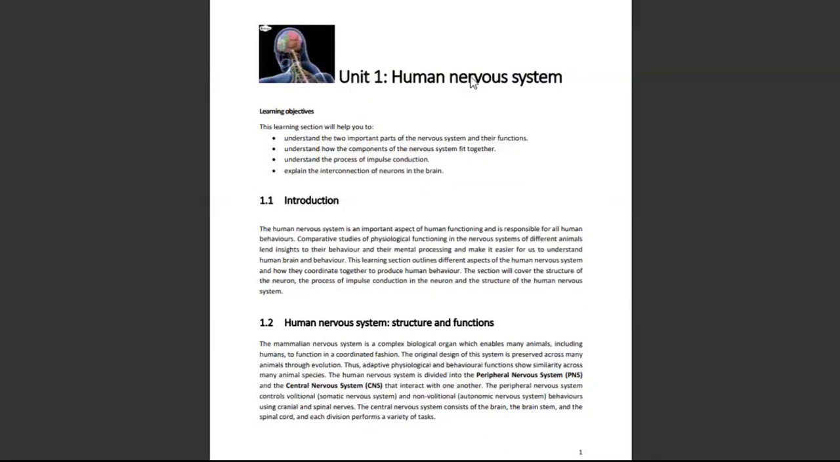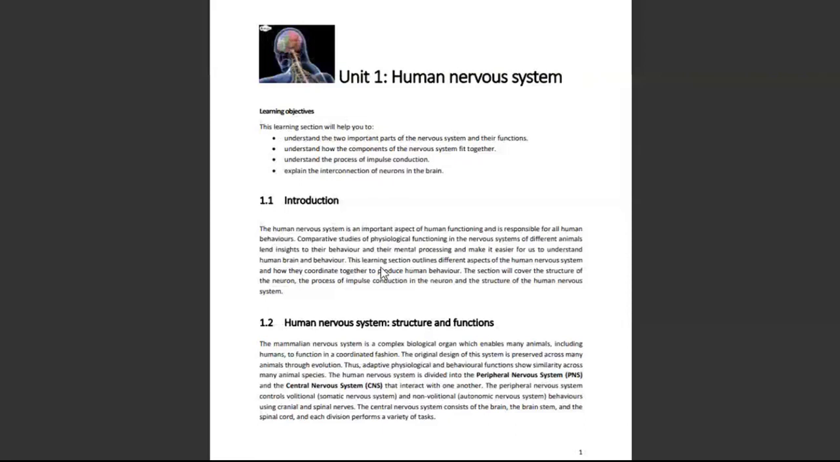I said unit one is the human nervous system. We're going to break it down into two aspects. They say understanding the two important parts: neurons and their functions. This is what we're doing today. The central nervous system in relation to its functions, that is the brain and its functions. Understanding how the components of the nervous system fit together and the process of impulse conduction, we will do next week. Explaining the interconnection of neurons in the brain, again, we do it next week. Today we are focusing on these two aspects, so that we won't get confused.